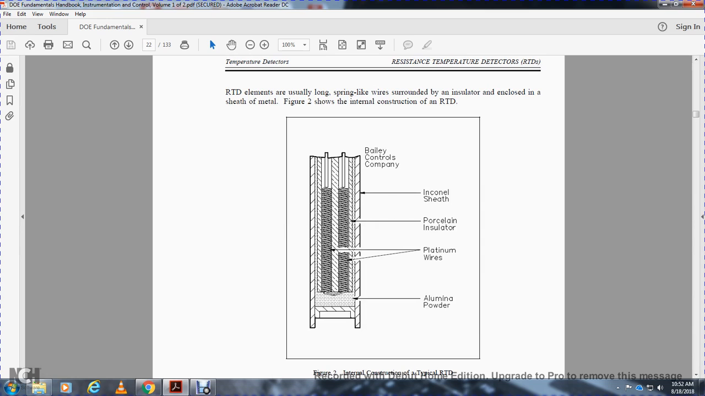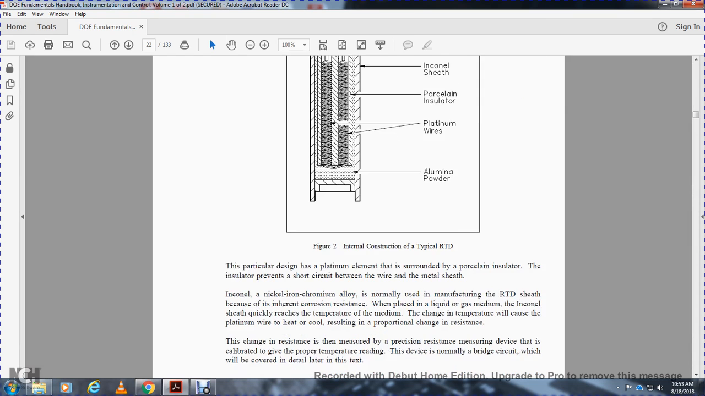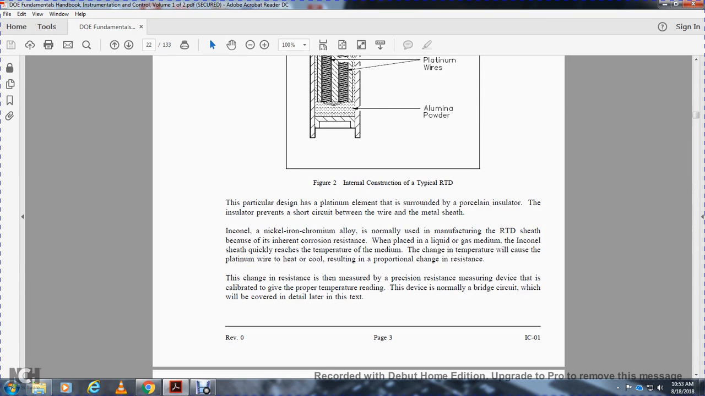The RTD is usually a long, spring-like wire surrounded by insulator and enclosed in a metal sheath. Figure 2 shows the internal construction of the Bailey Controls Company RTD, showing the Inconel sheath, the porcelain insulator, the platinum wires, and aluminum powder. Internal construction of the typical resistance temperature detector. The particular design of the platinum element with the porcelain insulator prevents a short circuit between the wire and the metal sheath. Inconel, a nickel-iron-chromium alloy, is normally used in manufacturing the RTD sheath because of its inherent corrosion resistance.